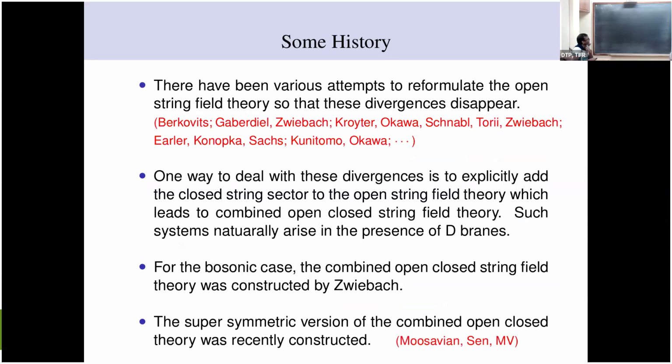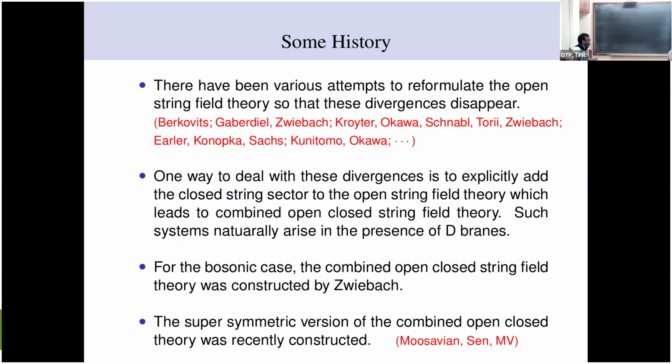There have been various attempts to reformulate open string field theory so that these divergences disappear. But one way to deal with these divergences was to explicitly add the closed string sector to open strings. That leads to the combined open-closed string field theory. These kinds of systems naturally arise if you have, for example, D-branes.